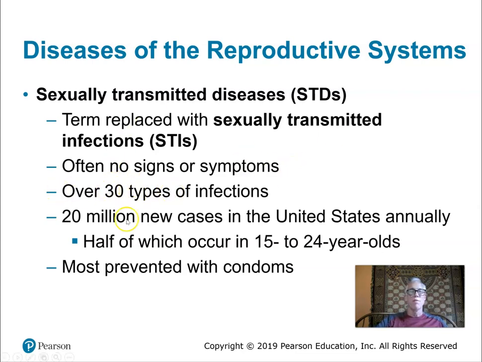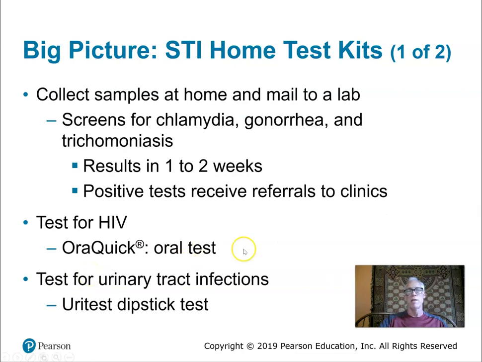We'll talk about a number of different types of infections. I don't think we're going to hit 30 infections, but there are 30 or more possibilities. 20 million new cases annually in the United States in young people. Interestingly, protected sex is all you have to do in order to greatly limit the chances of having an STI. There are home test kits, and they can be very fast and relatively affordable.